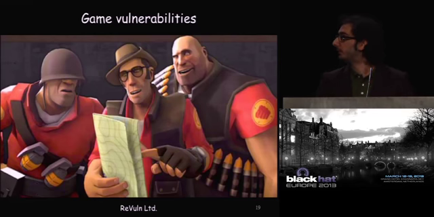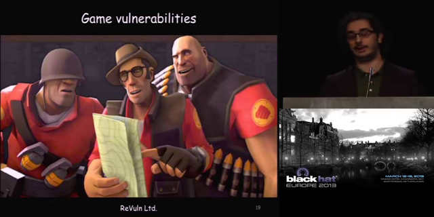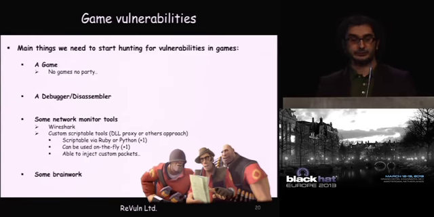Okay, so in the following slides, we are going to detail one of the possible approaches to find vulnerabilities in games. In order to find vulnerabilities in games, we usually need three things. The first thing is we need a game. Without a game, basically, we cannot do anything. And then we need a debugger and a disassembler. This is because usually we deal with binary programs, so we don't have the source code, so we need this kind of software. And the third thing is one of the most important. Since we are dealing with network-based games, we need in some way to be able to monitor the network traffic.